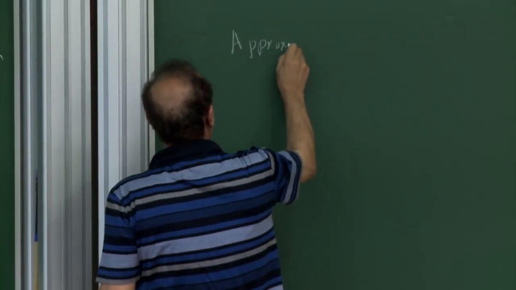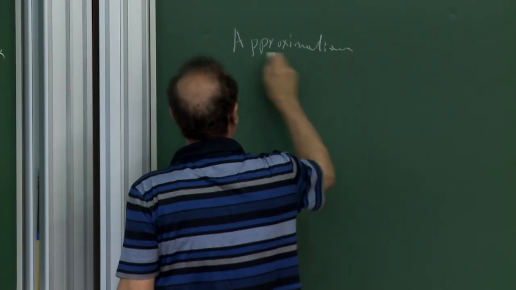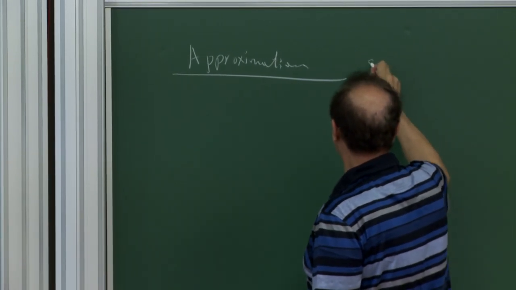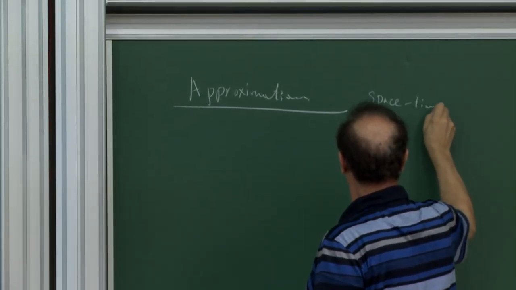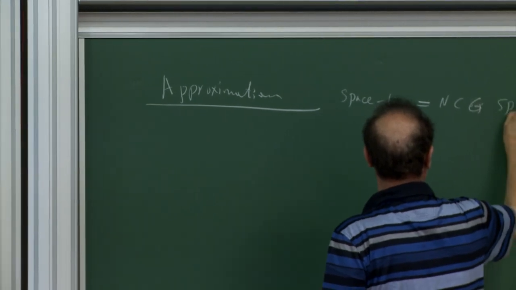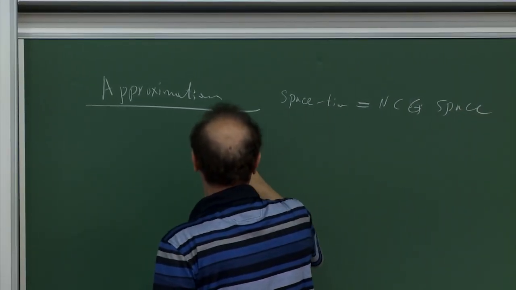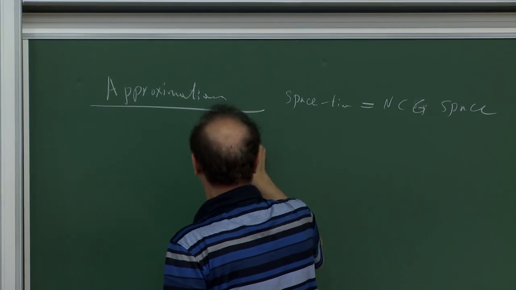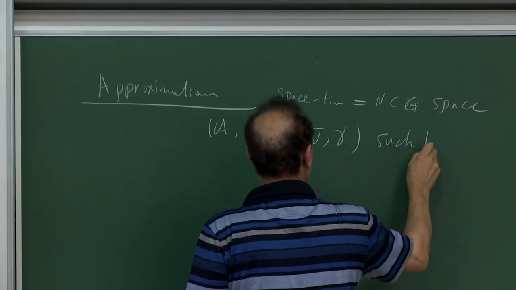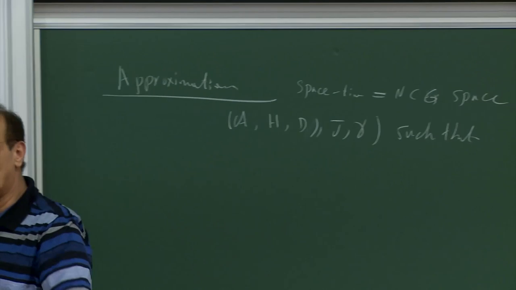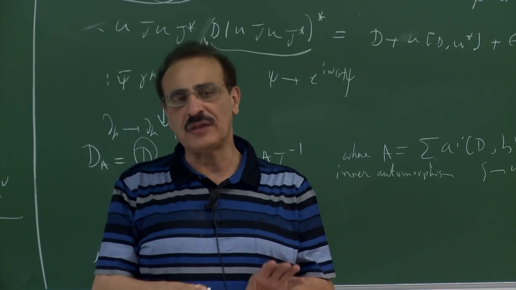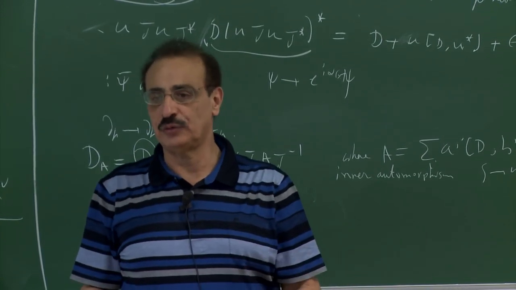And anyway, this approximation one expects to hold up to extremely small distance. This approximation is that the space that we live in, or let me say space-time, is defined to be a non-commutative geometric space, and is given by (A, H, D, J, gamma) such that it is really the tensor product of two spaces. One continuous, which is the four-dimensional we know, and the other discrete, which we have to find out.